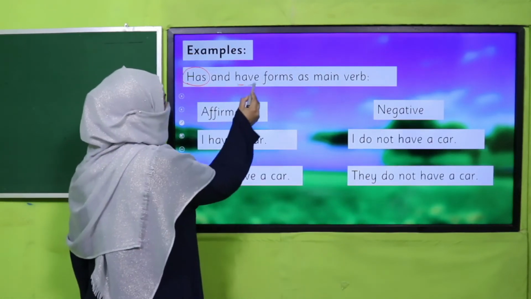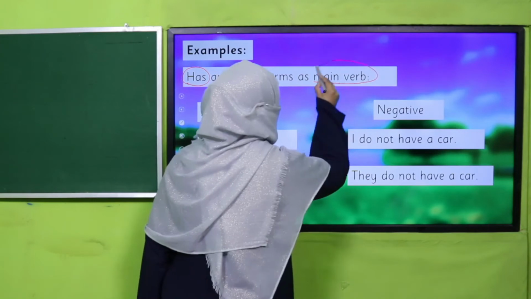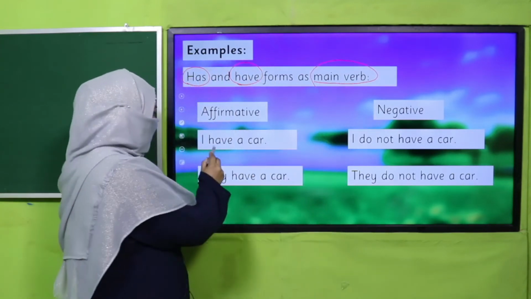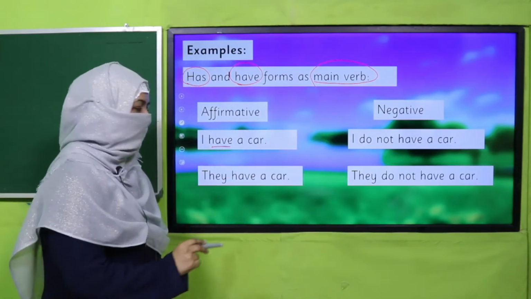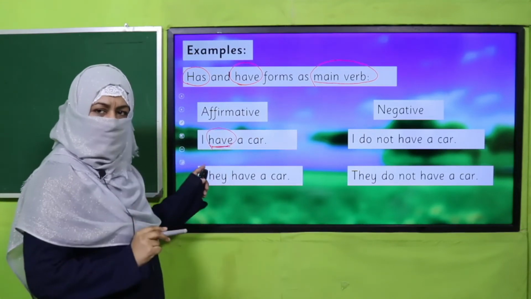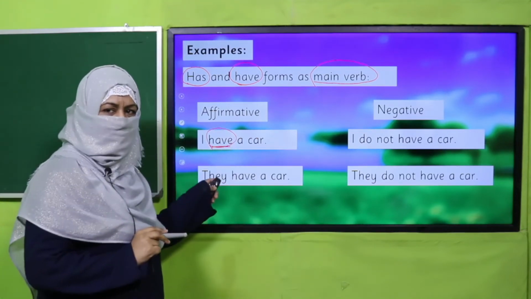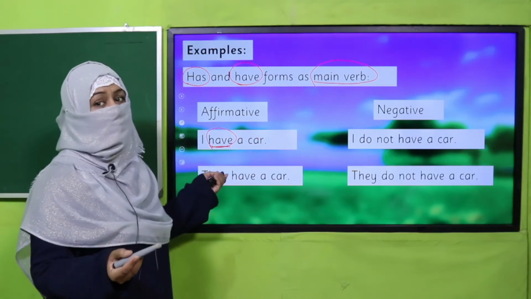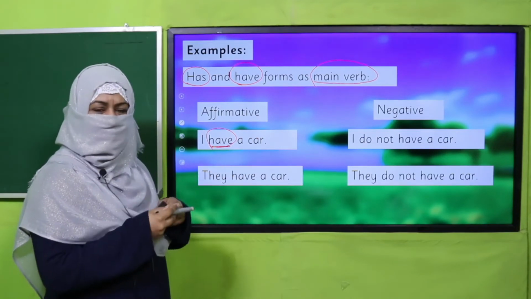Has and have forms as main verb. Okay. Beta, once again, I have a car. Now, other than this have, there is not any other verb. I is pronoun, a car is a noun, and have is verb, so it's main verb. It means I keep a car, I have a car.